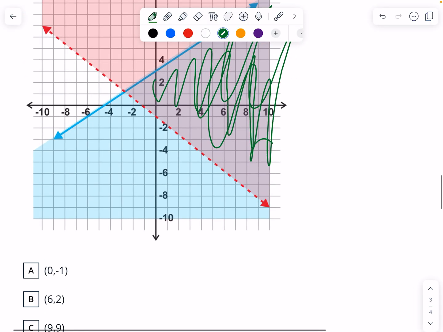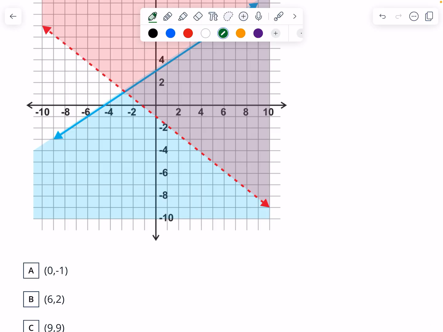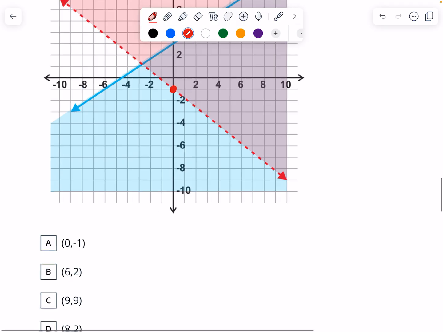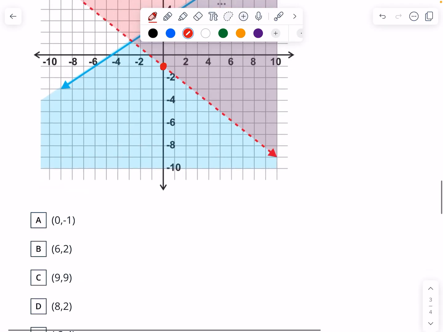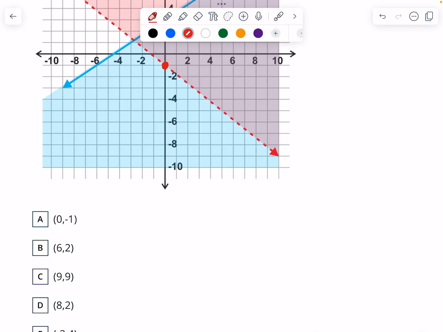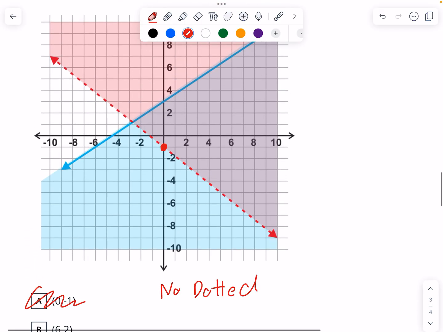Okay, so (0, -1). That puts me right here. We've talked about, is it okay for us to be on a dotted line? No, you cannot be on a dotted line. So no dotted, (0, -1) is out.